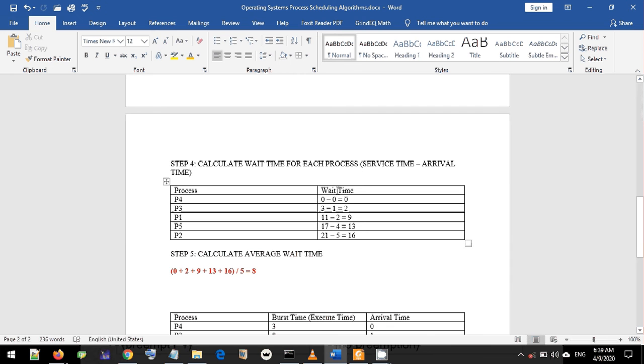Now we calculate the average wait time by adding the individual wait times and dividing by the total number of processes, which is 5. That will give us 8.